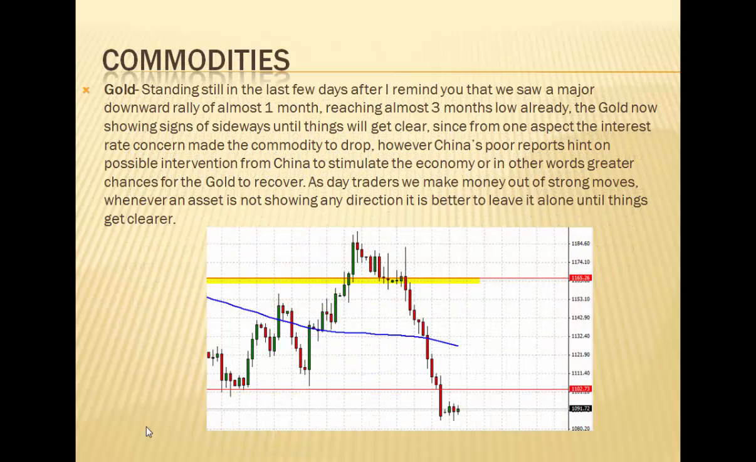Commodities. Gold has been standing still in the last few days, after I remind you that we saw a major downward rally of almost 1 month, reaching almost a 3-month low already. Gold is now showing signs of sideways movement until things get clearer, since from one aspect the interest rate concern made the commodity drop. However, China's poor reports hint at possible intervention from China to stimulate the economy, or in other words, greater chances for gold to recover.